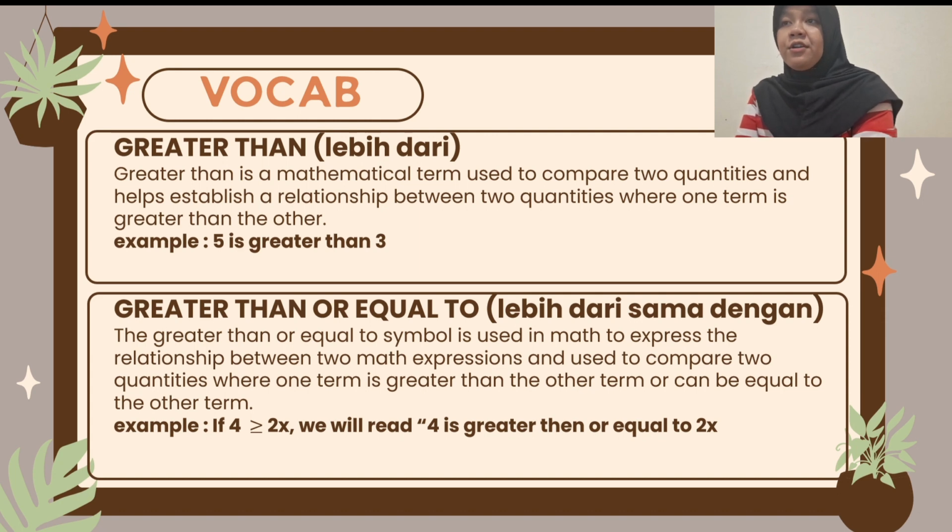Next, we have greater than or equal to, or in bahasa we say lebih dari sama dengan. The greater than or equal to symbol is used in math to express the relationship between two math expressions and used to compare two quantities where one term is greater than the other term or can be equal to the other term. Okay, this is the example. This we will read: 5 is greater than or equal to 2x.